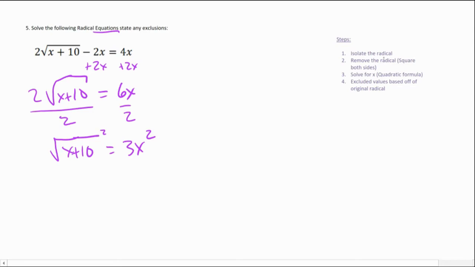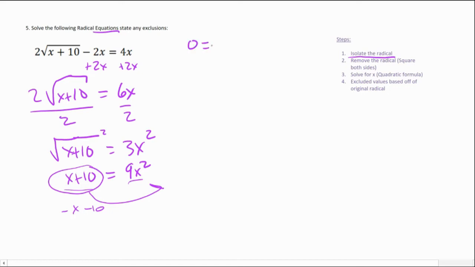Once I've isolated the radical, I want to get rid of it by squaring both sides, which leaves me with x plus 10 equals 9x squared. And now that I have no square root, no radical, I do have a square though, so I need to solve a quadratic, meaning I'm going to move everything to one side. So I'm going to subtract x and subtract 10. So I get 0 equals 9x squared minus x minus 10.